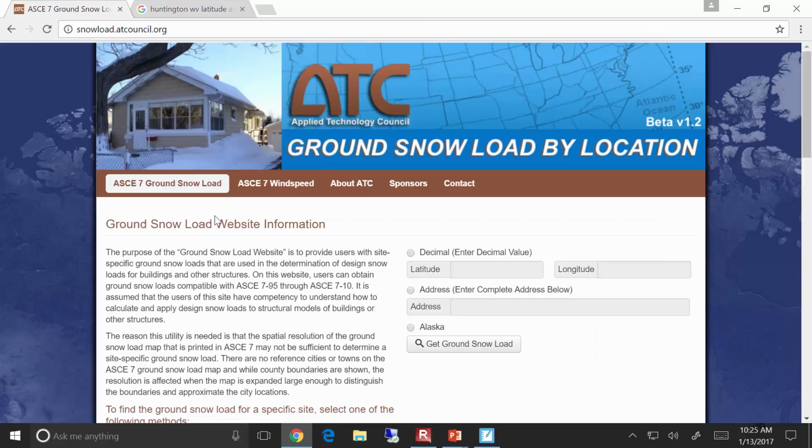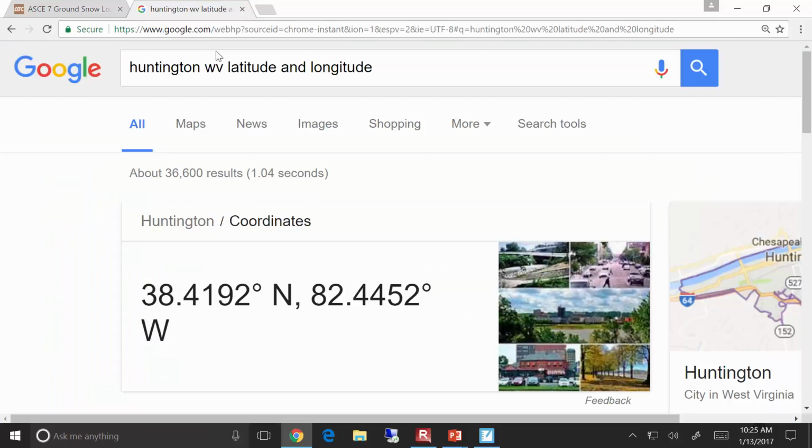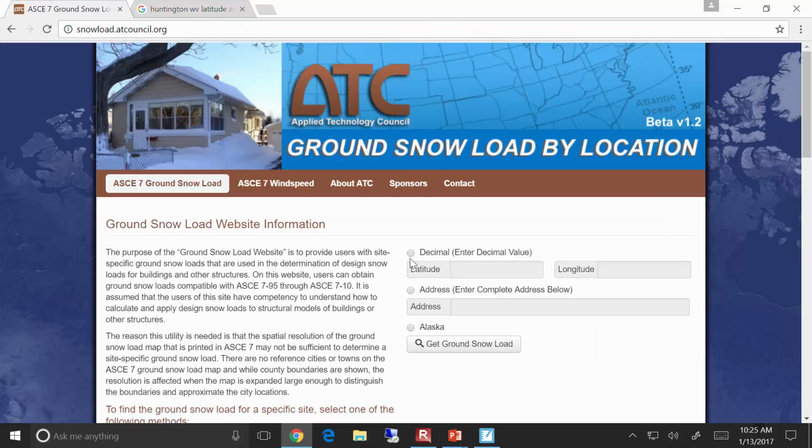So this is actually the same company that does the one for wind. This one's Snow Load at atcouncil.org, and I think the other one is Wind Speed at atcouncil.org. Basically, all they did is digitize those maps and match them up to Google Maps, so that when you put in a latitude and longitude, it can match your location with a particular region and report the ground snow load. It's pretty basic. So going back, I'm going to go to Huntington, West Virginia, and plug in that latitude and longitude.